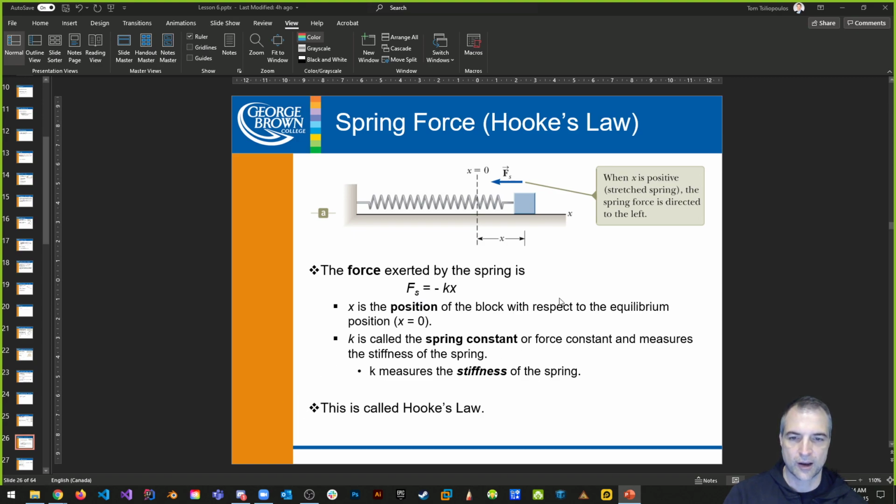x is the position of the block with respect to the equilibrium position, or the natural state of a spring, and k is the spring constant or force constant and measures the stiffness of the spring. Again, we haven't really talked about springs in this semester. However, it is something that can apply to some games, and that's why I mention it here. I don't want to waste your time with things that are not going to be applied to games, but springs, you can make them very realistic, especially if you make things like springboards and other things like that that you want to use in a simulation, where you want to apply force in the opposite direction of the spring equilibrium location.